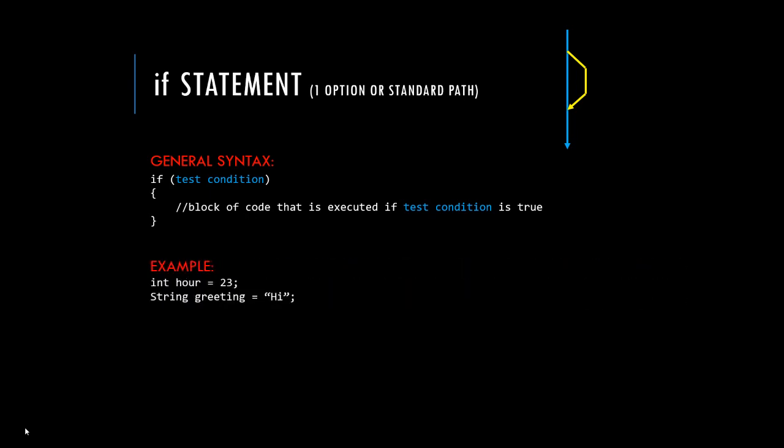As an example, we have an integer variable hour equal to 23, and a string called greeting equal to hi. Our first condition is: if hour is less than 18. What do we want to happen if hour is less than 18? That goes inside the curly braces. What we want to happen is that the greeting will change to good day. Then we have our output statement that will output the value of greeting. So what would be the output in this case? Is our test condition true or is our test condition false?